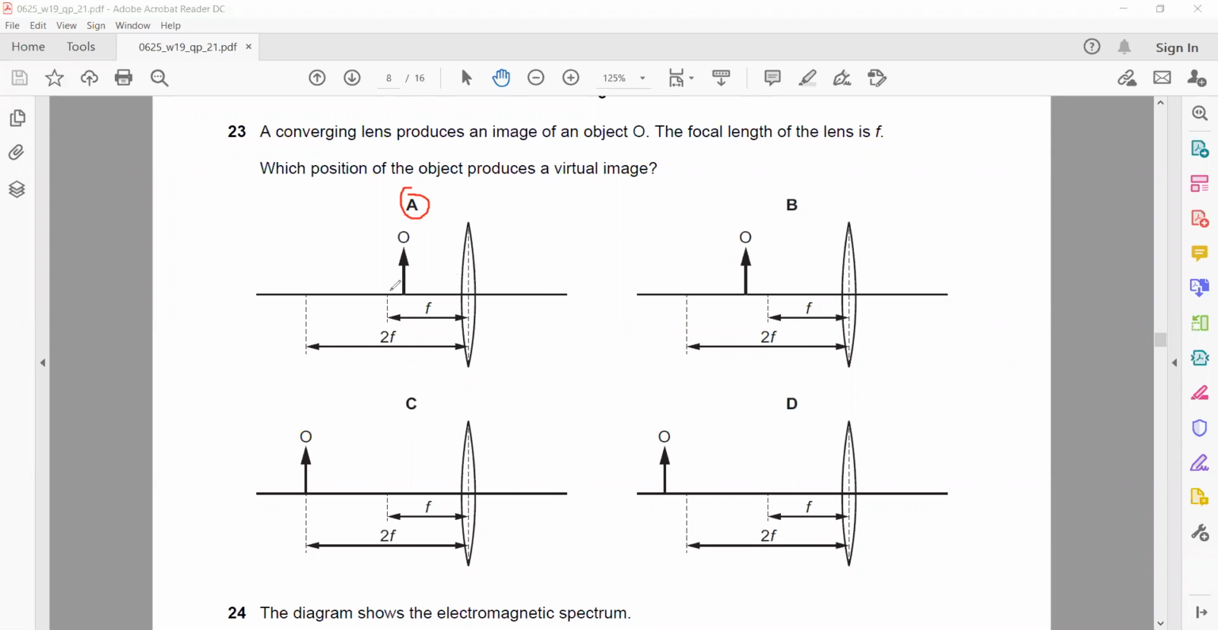When the object is between the focus and the lens, the image formed is always virtual, because when we draw, the parallel light ray will pass through the focus, and the one through the optical center will pass straight. They will never meet, and it will form a magnified upright virtual image.